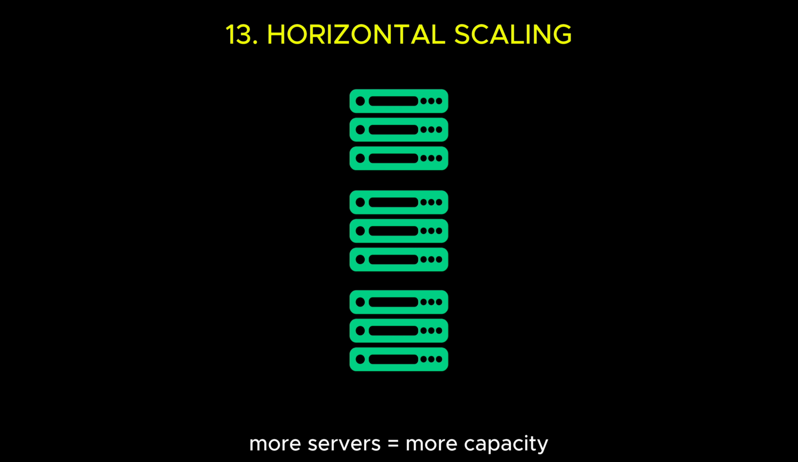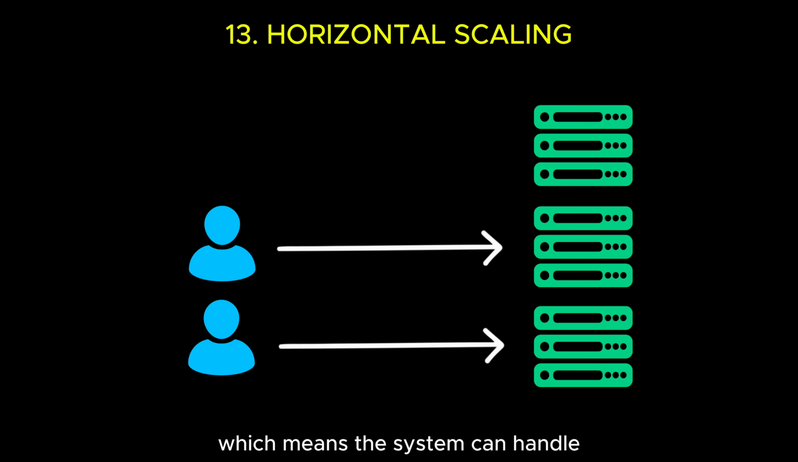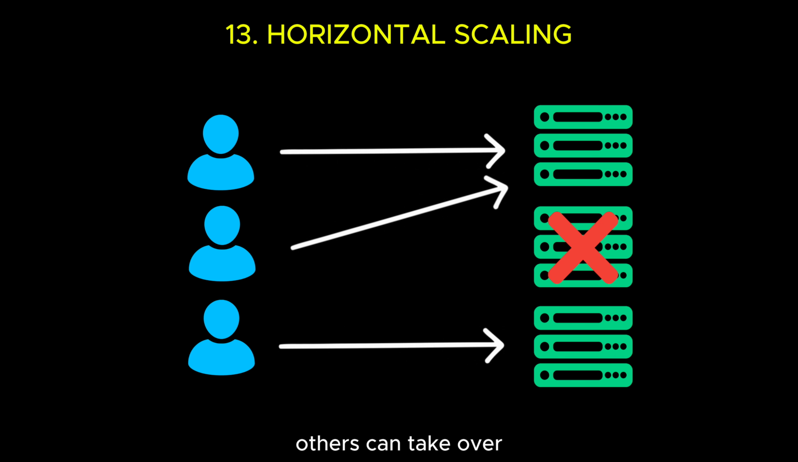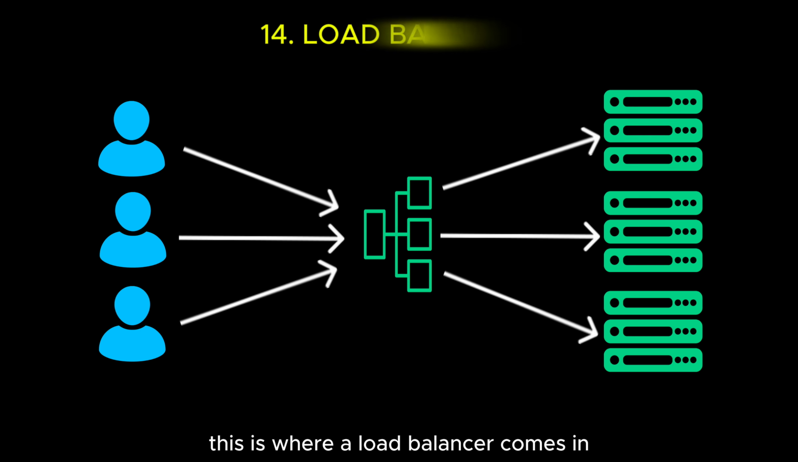More servers is equal to more capacity, which means the system can handle increasing traffic more effectively. If one server goes down, others can take over, which improves reliability. But horizontal scaling introduces a new challenge. How do clients know which server to connect to? This is where a load balancer comes in.